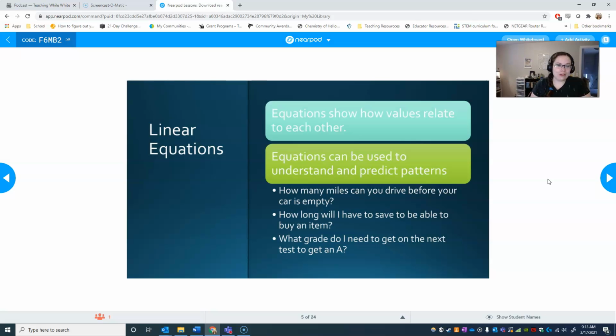The second one is how long will I have to save before I'm able to buy an item? So I have $40 and can save 10 more each week. How long until I can afford something that's $100? You can also solve that with a linear equation. The last one is a question I get asked all the time during normal school years: what grade do I need to get on the test in order to get an A in the class?